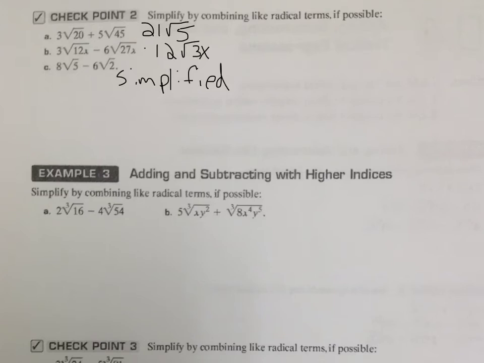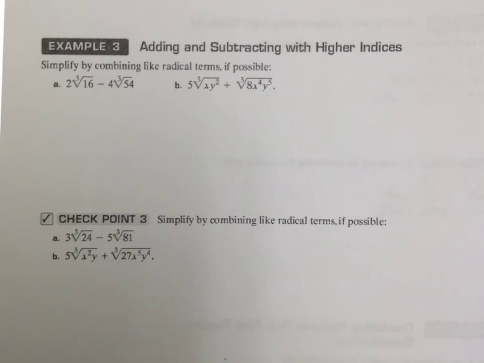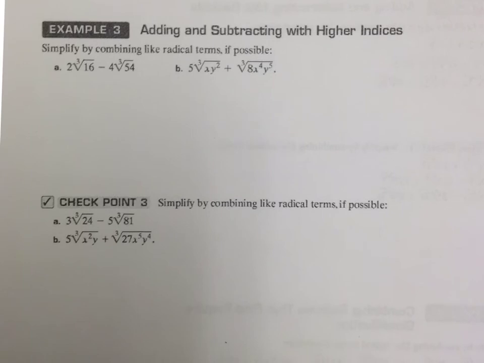Let's look at what happens with higher powers, like example 3. So cube roots, stuff like that. Let's move this up a bit. It says simplify by combining like radical terms. You got 2 cube root of 16 minus 4 cube root of 54. Works the same with square roots. We got to have a like radical, so it's got to be a like cube root in order to subtract.